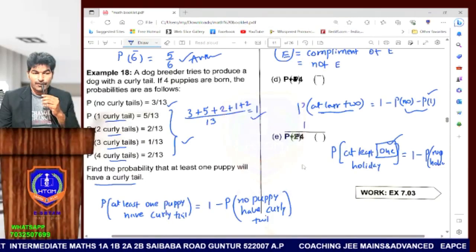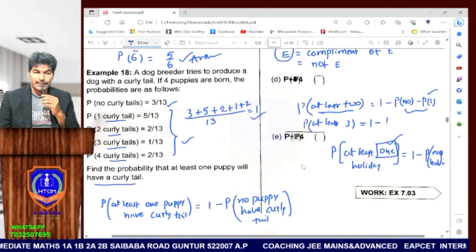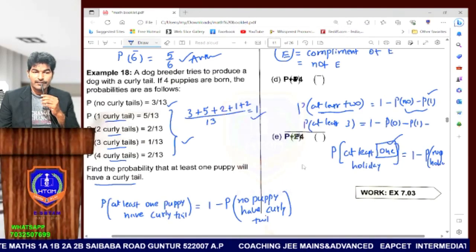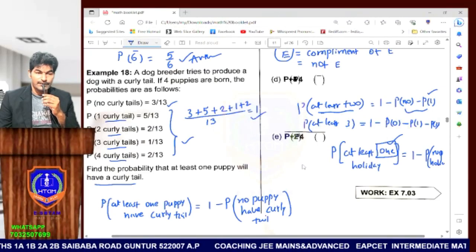If he said probability of at least 3, what will your answer be? 1 minus P of 0, and P of 1, and also P of 2. Understood this procedure? Two ways of answering I taught you.